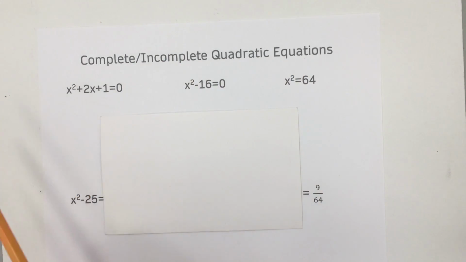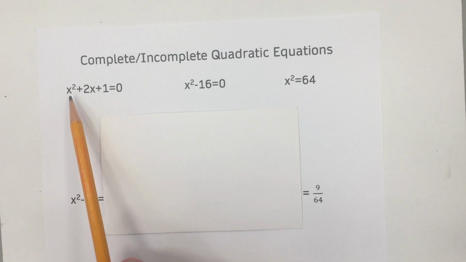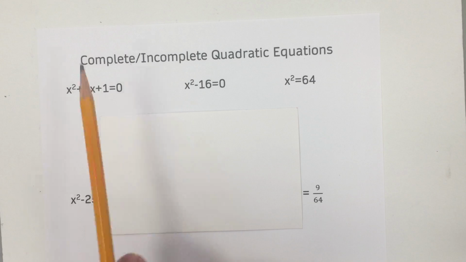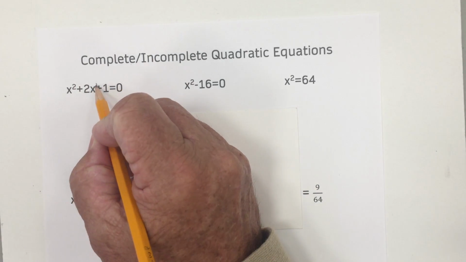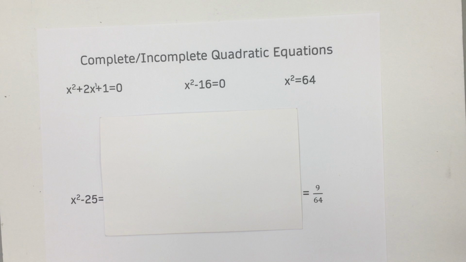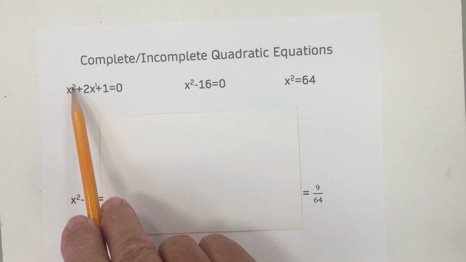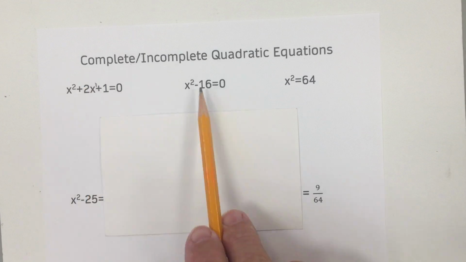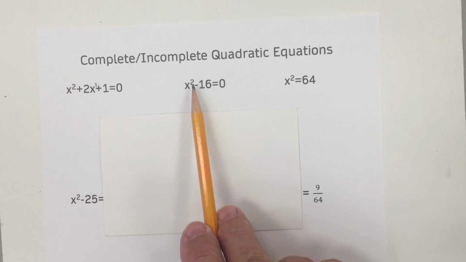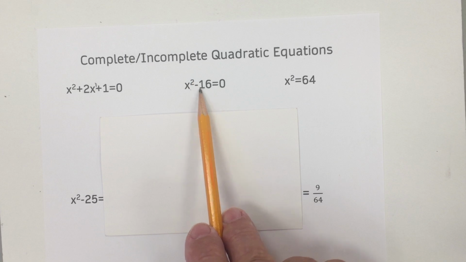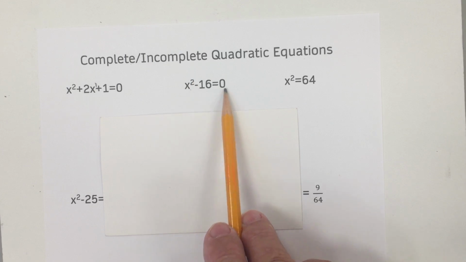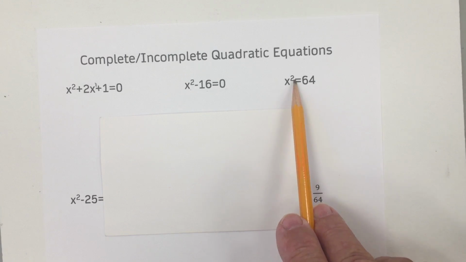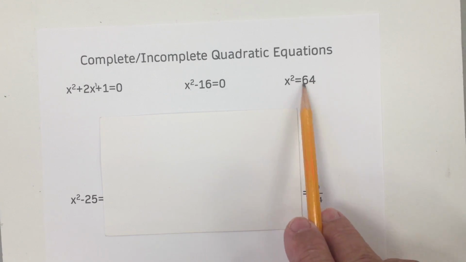A complete quadratic equation, by definition, has a second power and a first power. We know that this 2x is to the first power, so it has both a second power and a first power. If we look at this one over here, we have a second power, but I don't see any x to the first power anywhere here. Same with this one. We have an x to the second power, but no x to the first power.